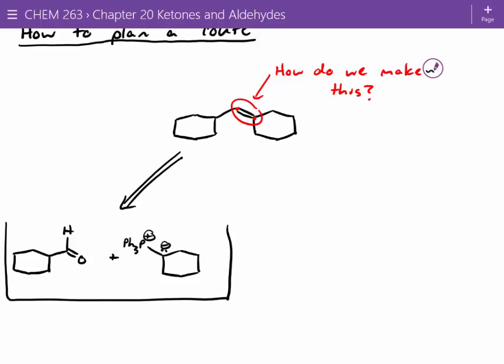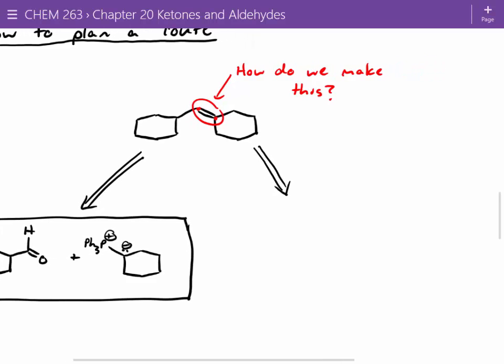So we could combine both of these together and perform a Wittig reaction. Alternatively, we could take that rightmost carbon. We could say, well, what if that was our carbonyl carbon? And if we do that, then our ylide needs to be slightly different.